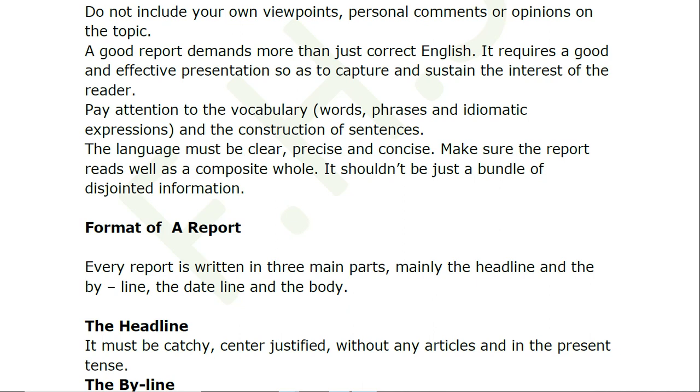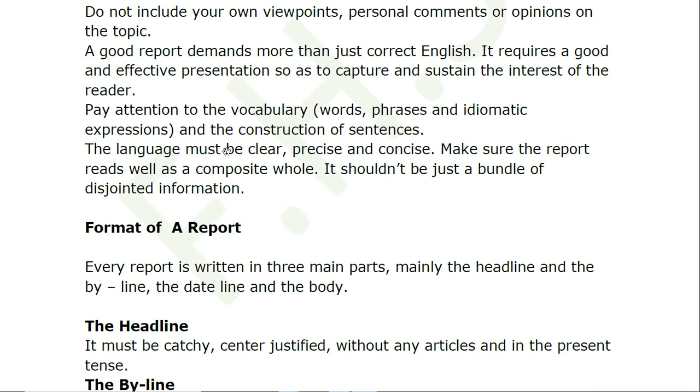Yes, otherwise they read half and say, "Arre, it's so boring, let's leave it." It shouldn't be that way. Your article should be very interesting. Next, pay attention to the vocabulary, that is the words, phrases, and idiomatic expressions, means muhavre. Okay, so you can add idioms in that, you can add phrases, words, all that should be good, proper English. No writing Hindi words when you're writing an English report. Clear?